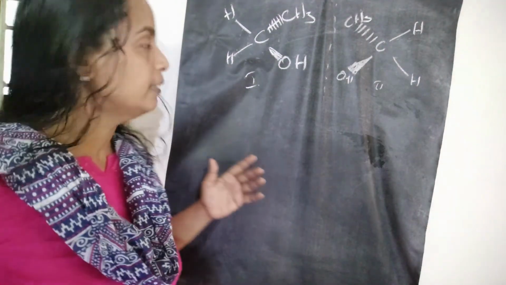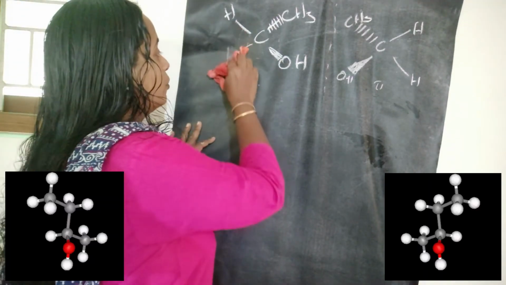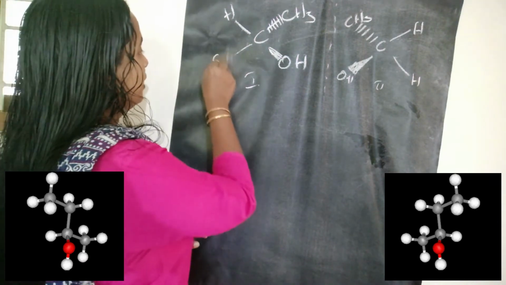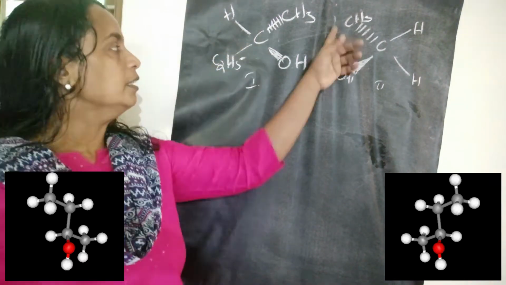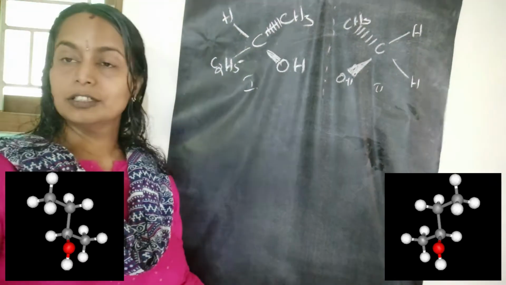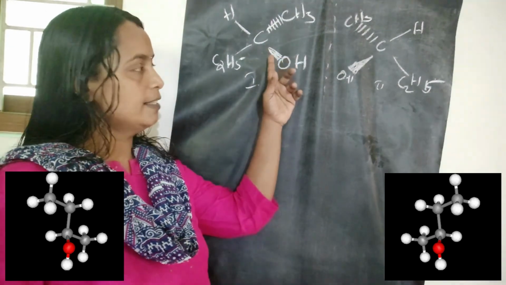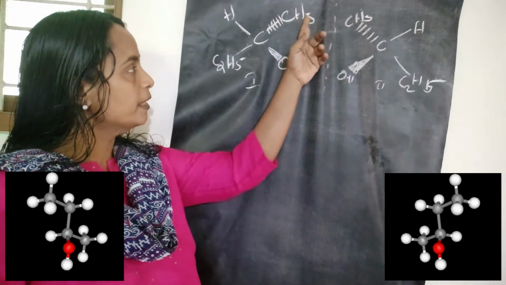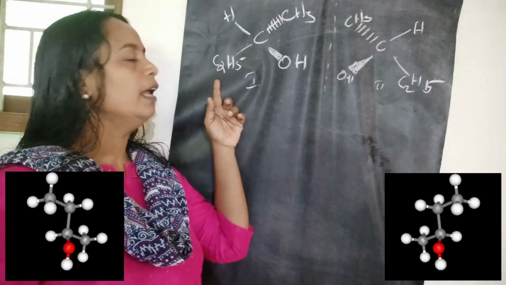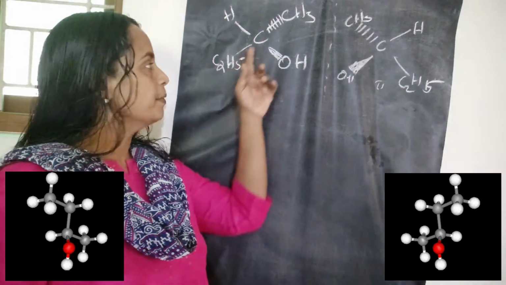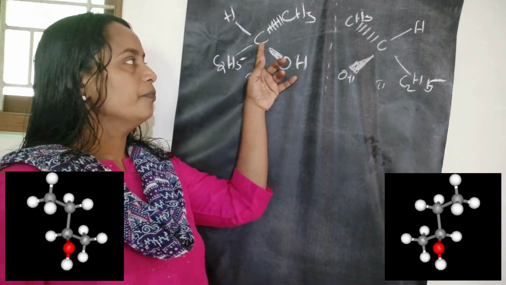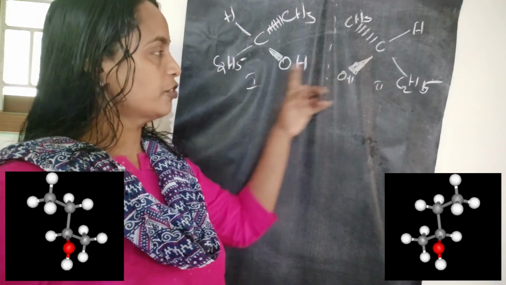And for chirality, the bonds are to different groups. For example, if it is C2H5, it is 2-butanol. This second carbon is an asymmetric carbon to which the hydroxy group, methyl group, hydrogen and ethyl groups are attached. And because of the presence of this asymmetric carbon, it has a chiral structure.